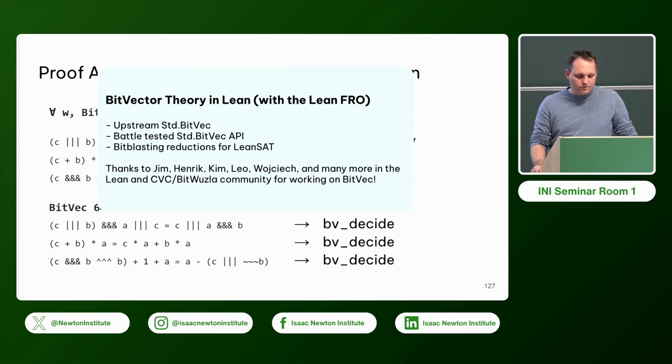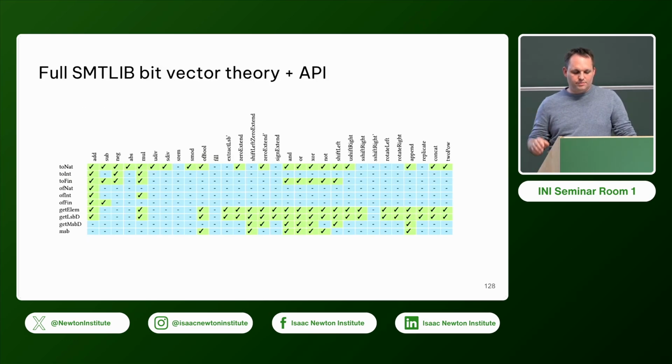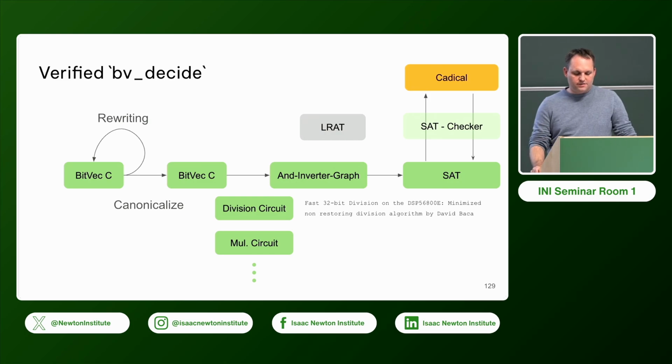BV-decide in particular was co-developed with the Lean FRO. Henrik was the lead developer, but many other people helped us build this bit vector theory in Lean. We have the full SMT-LIB bit vector API surface, and this is a table of cross-cutting functions that have been implemented or verified, and not yet. BV-decide is maybe worth going a little slower on. This is a fully verified re-implementation of the Bitwuzla bit blaster. Bitwuzla won the SMT-COMP, I think, two years ago.